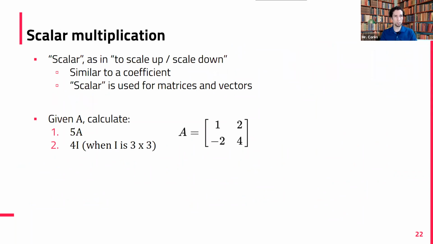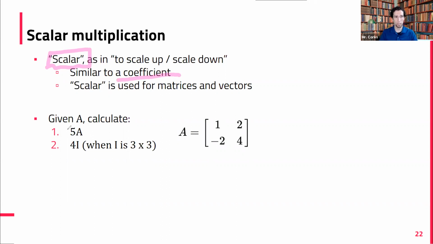Scalar multiplication is not hard. It's also straightforward. So just terminology here. Scalar just means like, scale up or scale down. So basically just think of it kind of like a coefficient. We're just taking some constant and multiplying it by another thing. But the other thing is not a variable. It's this big matrix. So we call it a scalar instead of a coefficient, but more or less the same concept. Okay, so that's where the term comes from.